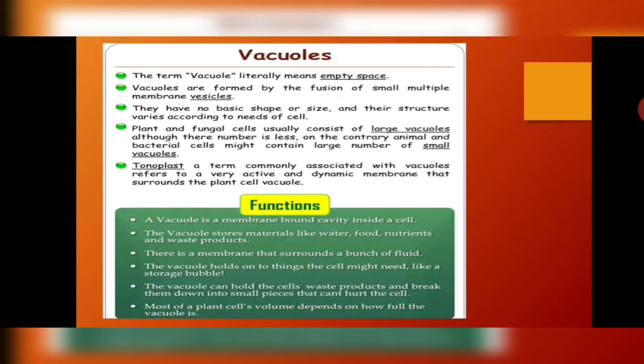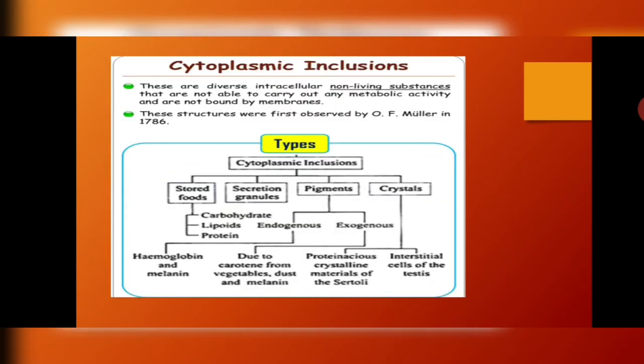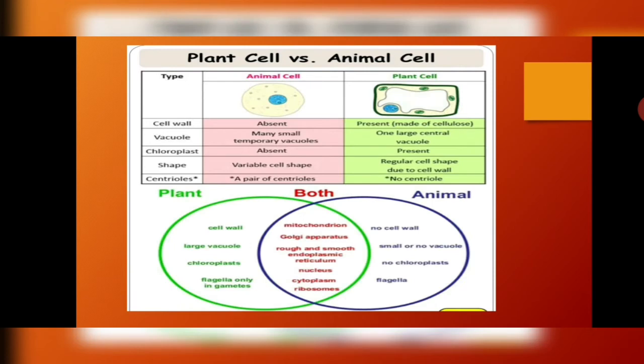Understood, children? The last we have the cytoplasmic inclusion. Cytoplasmic inclusions क्या होता है? Small storage structures होते हैं. These are diverse intracellular non-living substances. They're just a collection of substances. They can be stored foods like carbohydrate, fats, proteins. ये store हो सकते हैं. कुछ pigments store हो सकते हैं. कुछ granules हो सकते हैं. ठीक है? These structures were found by O.F. Mueller in the year 1786.